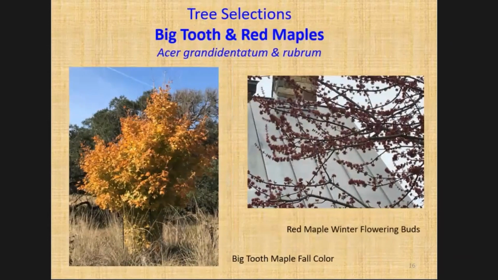Okay, now we're going to talk about some canopy trees, and these are maple trees. On the left is the bigtooth maple tree, and I'll talk about that for a bit. It's a deciduous tree, and obviously you're looking at its fall color. This is the Acer grandidentatum. There is another version called the Uvalde bigtooth maple.